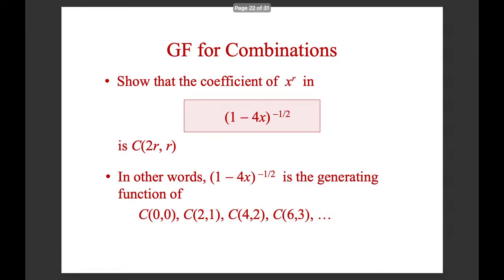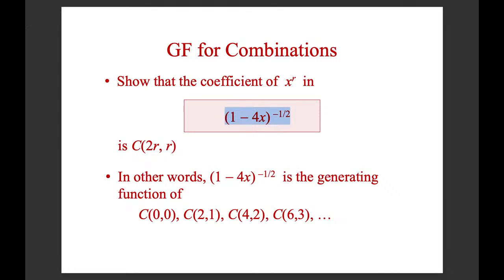Okay. And then another one, this is very interesting. So we want to use this one. Let's look at this, 1 minus 4x to the power minus 1 over 2. And then we want to find out what is the coefficient of x to the power r in this term.